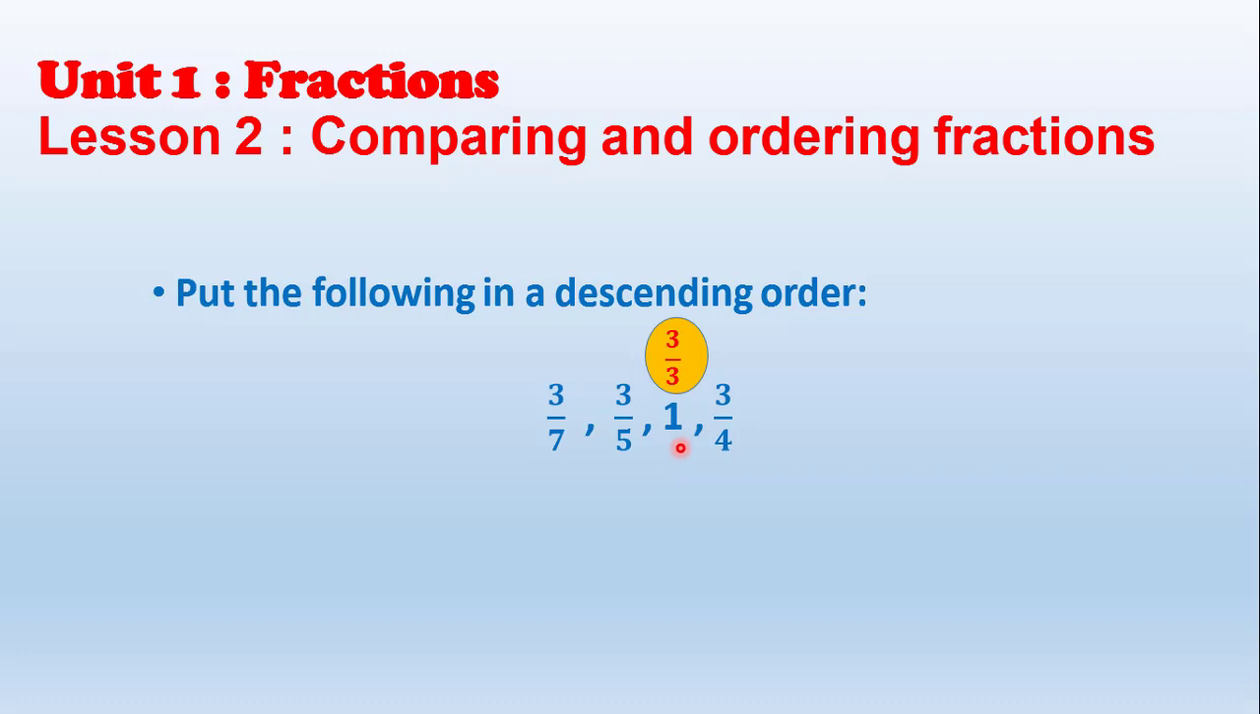Okay, now can we arrange descending? It means I'll start from the greatest fraction. So I'll start from the lowest bottom number. Okay, so 3 over 3, which is 1, then 3 over 4, 3 over 5, and finally 3 over 7.